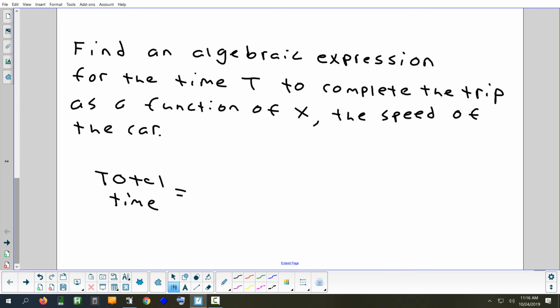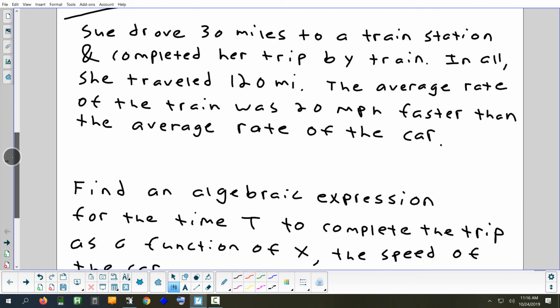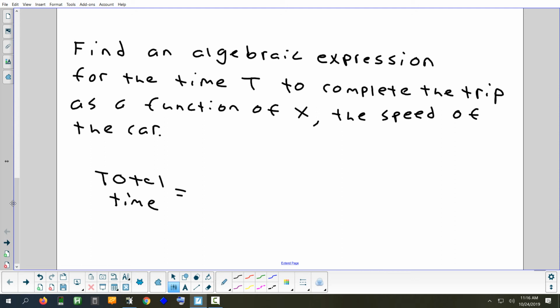Well, it said it in the problem. It gave me the total travel distance. But it didn't say she traveled for like 6 hours. I thought it said that she traveled for 120 minutes, or is that 120 miles? Okay. Miles. Yeah. You need to know how long she spent in the car and how long she spent on the train. So the time in the car plus the time on the train.